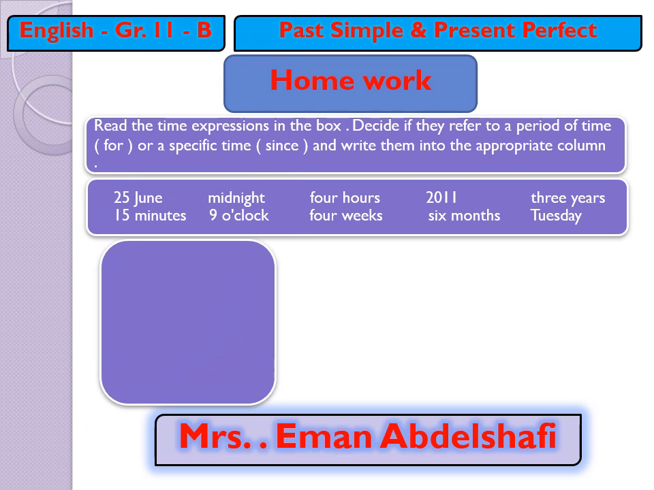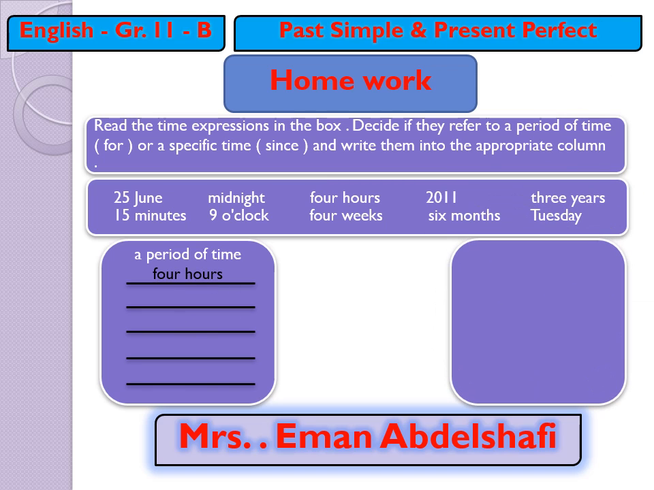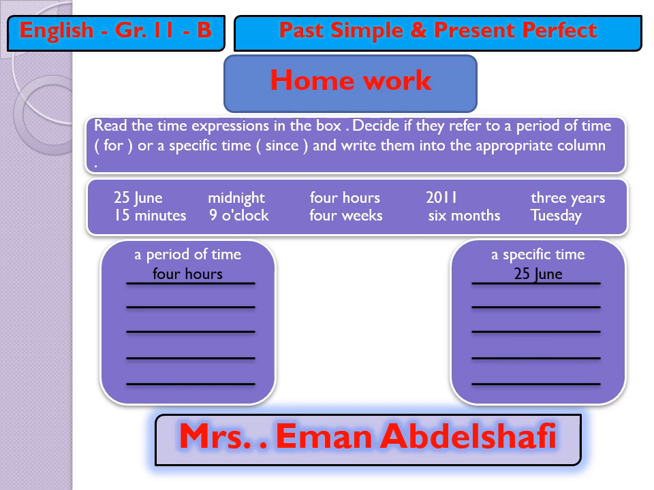We have 2 columns. The first one titled a period of time. The given example is 4 hours. The second column titled a specific time. The given example is 25th of June. You have to sort these time expressions into the 2 columns.